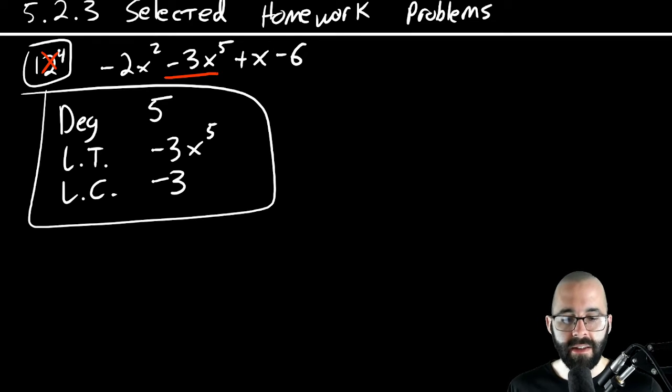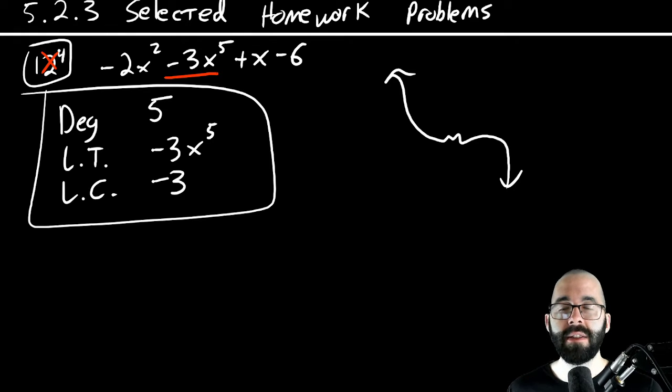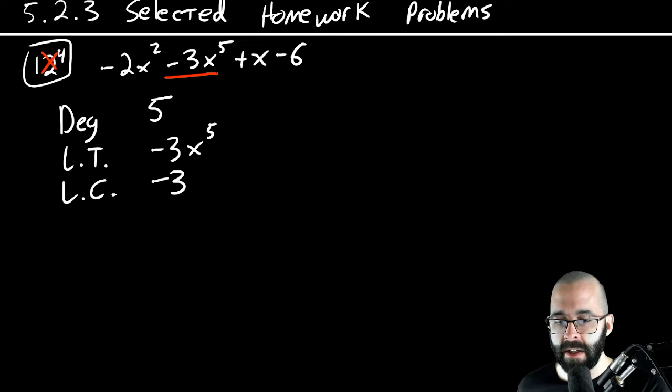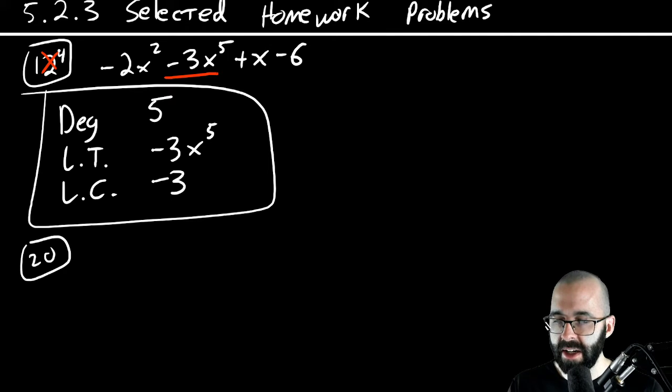We weren't asked the end behavior, but if we were, it would look like this. Because it's a negative leading coefficient, so it goes down on the right. And it's an odd degree, so it behaves kind of like a cubic, kind of like a negative cubic. All right, that's number whatever that was, not 12. Let's look at 20 next.